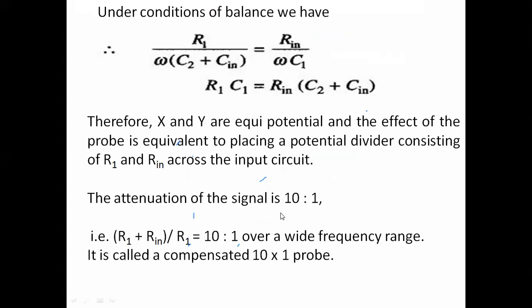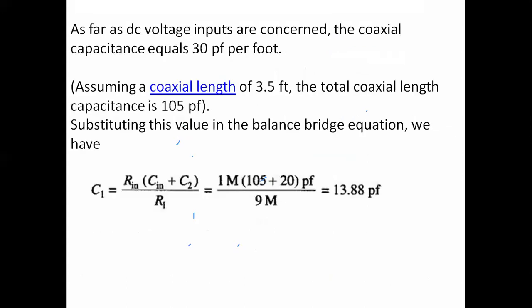Here the attenuation of the signal is 10:1, that is R1 by Rin equals 10:1. Over a wide frequency range it is called a compensated 10/1 probe. As far as DC voltage inputs are concerned, the coaxial capacitance is equal to 30 picofarads per foot. Suppose we apply a DC input voltage, and here we are using a coaxial cable.